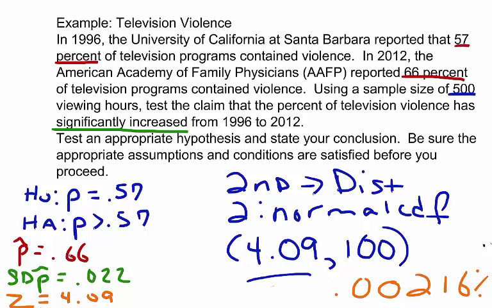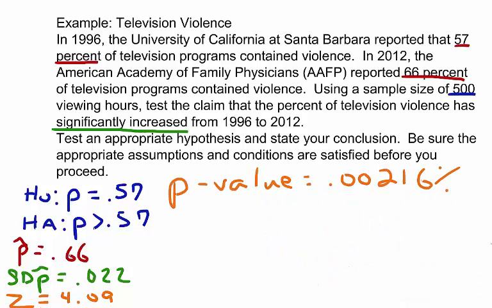So, what does this tell us? Is our result statistically significant? Suppose we wish to set an alpha level of 5%. In other words, any probability value smaller than 5% will be statistically significant. Well, in this case, we can see that 0.00216% is much smaller than 5%. So our sample evidence supports the claim that the proportion of violence on television in 2012 is significantly higher than the proportion of television violence in 1996.